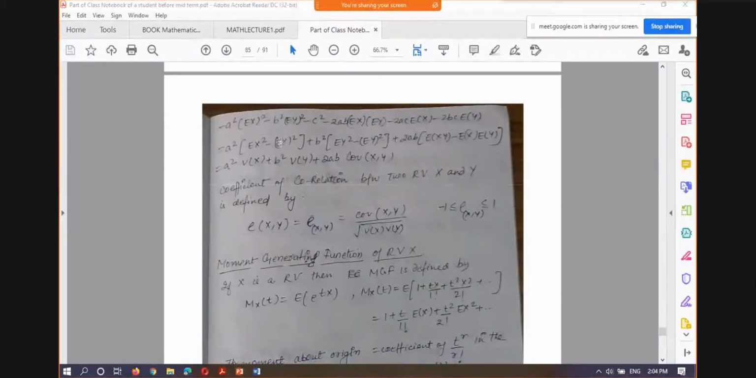Then, what is this one? If you remember the definition of variance of x, it is expectation of x square minus expectation of x whole square. What is this? It is variance of y, because it is expectation of y square minus expectation of y whole square. And what is this? Today only we defined this. It is actually covariance of x and y. So this is the formula: variance of ax plus by plus c is equal to a square variance of x plus b square variance of y plus 2ab covariance of x comma y.